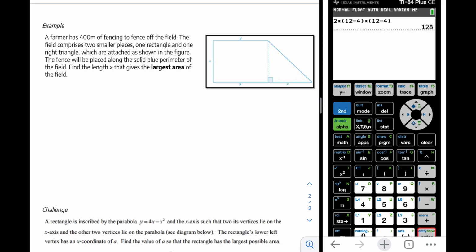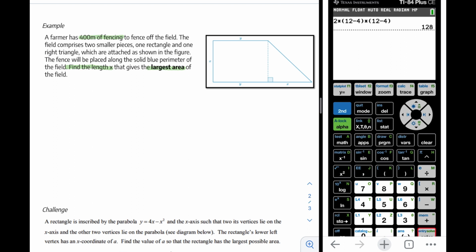Example 2. A farmer has 400 meters of fencing. The field comprises 2 small pieces, 1 rectangle and 1 right triangle, which are attached as shown in the figure. The fence will be placed along the solid blue perimeter of the field. Find the length of x that gives the largest area of the field.